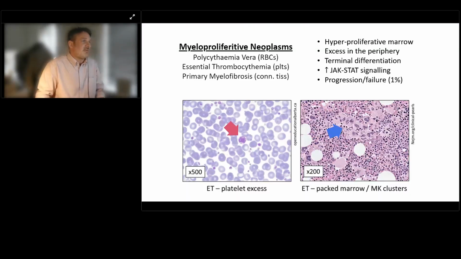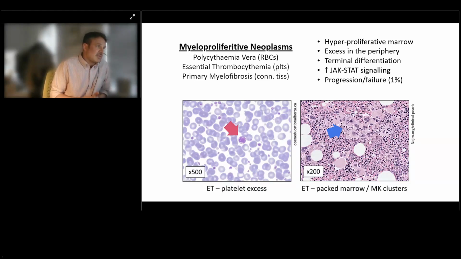So the myeloproliferative neoplasms, the clue's in the name, it is an excess of cells in the periphery. So either an excess of red blood cells or an excess of platelets, and less frequently an excess of connective tissues in the bone marrow. These cells are terminally differentiated, so it's slightly more manageable in the clinical setting than some of the more acute diseases you might see in the hemato-oncology setting. And it's characterized, like I say, by an excess of cells.